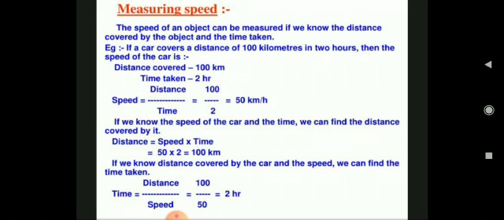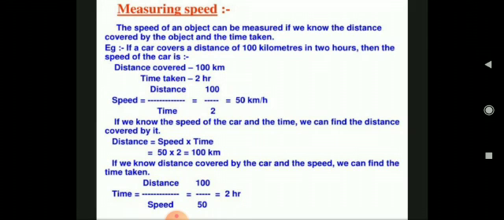If a car covers a distance of 100 kilometer in 2 hours, then the speed of the car is? So here you can see, students, the distance covered is 100 kilometer, and the time is 2 hours, right? So we know the formula, that is speed is equal to distance upon time. So we can easily calculate it, students, because distance is 100 and time is given. So we can say that it is 50 kilometer per hour.